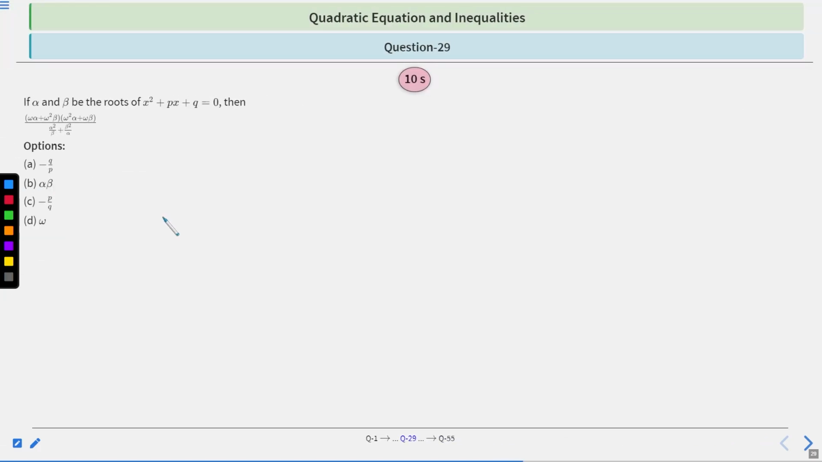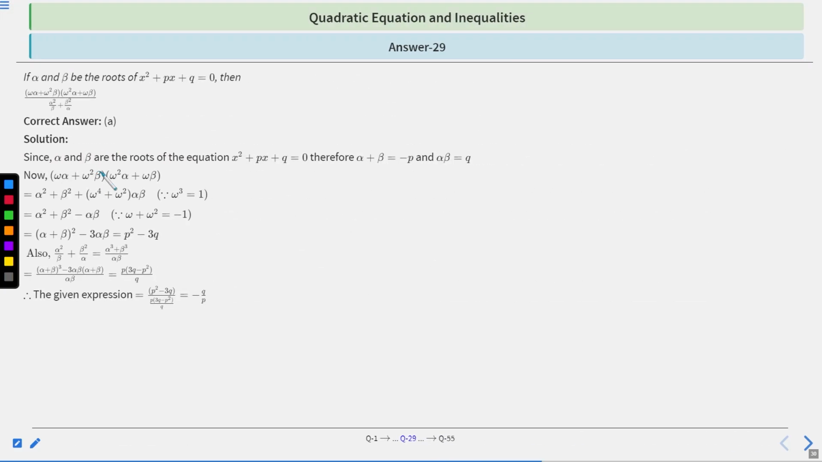Now question number 29. If alpha and beta are roots of the equation, then we have to calculate the value of this term. So we'll discuss the solution after 10 seconds. Okay, so let's come to the solution part.